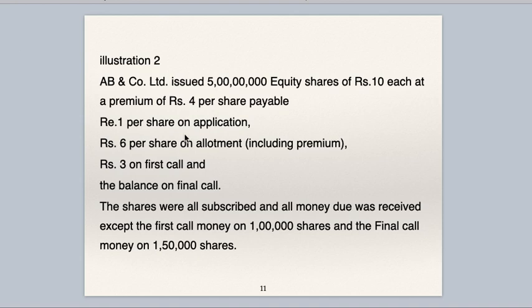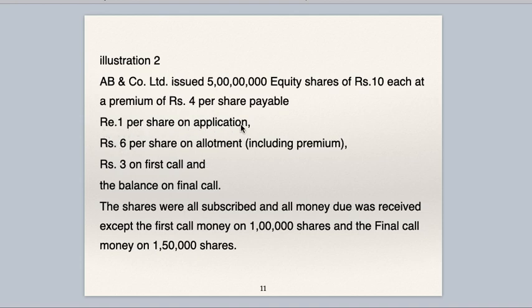We'll see illustration second, where shares are issued at premium. AB and Company Limited issued 5 crore equity shares of 10 each at a premium of 4 per share. 10 is face value, rupees 4 is securities premium. Now it is payable in various installments. These installments are application, allotment, first call and final call.